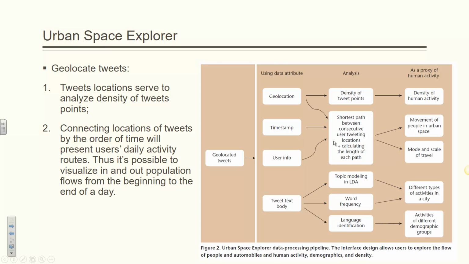Finally, they use the tweets' text body for content analysis. They used the latent Dirichlet allocation method to characterize tweets into 50 activity types and show the activity type at a place with maximum probability. They also related the activity to different groups of people by using the language as a proxy.